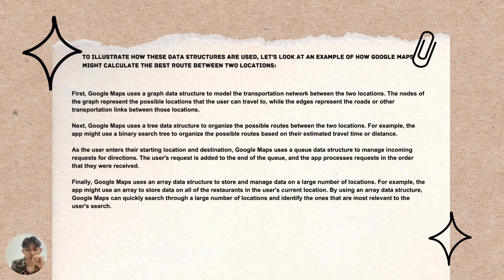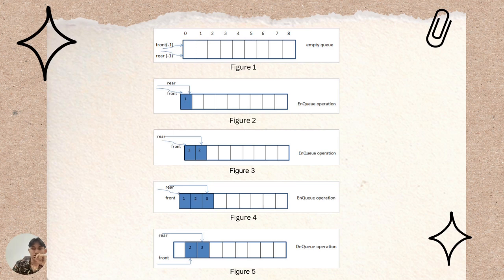number of locations. For example, the app might use an array to store data on all of the restaurants in the user's current location. By using an array data structure, Google Maps can quickly search through a large number of locations and identify the ones that are most relevant to the user's search. Moving on to the illustration part, we decided to use queue operation.